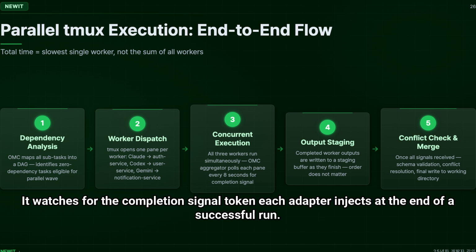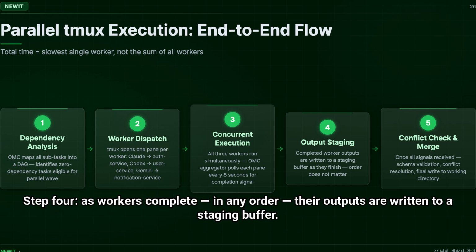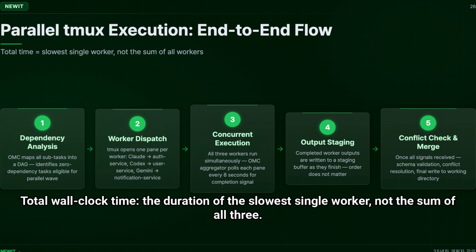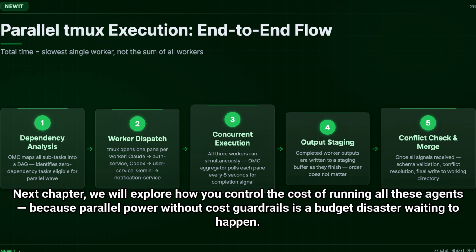It watches for the completion signal token each adapter injects at the end of a successful run. Step 4, as workers complete, in any order, their outputs are written to a staging buffer. Step 5, once all three completion signals are received, the result merger runs a conflict check, validates output schemas, and writes the final merged result to the working directory. Total wall clock time: the duration of the slowest single worker, not the sum of all three. That is the ultrawork advantage.